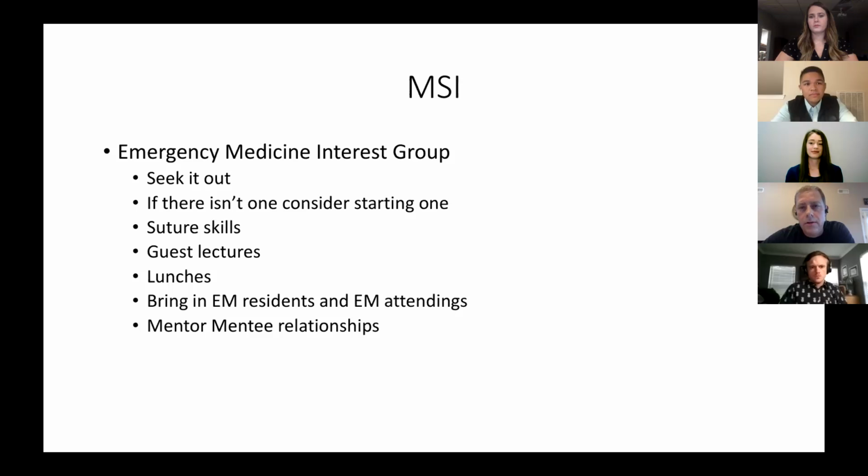The other thing you can do through an EMIG group is start to foster mentor and mentee relationships. By bringing in your academic emergency physicians and your emergency medicine residents that are affiliated with your school, that's going to allow the people that are early on in their careers to establish mentor-mentee relationships. So I think that's something else that's really valuable through the EMIG groups.